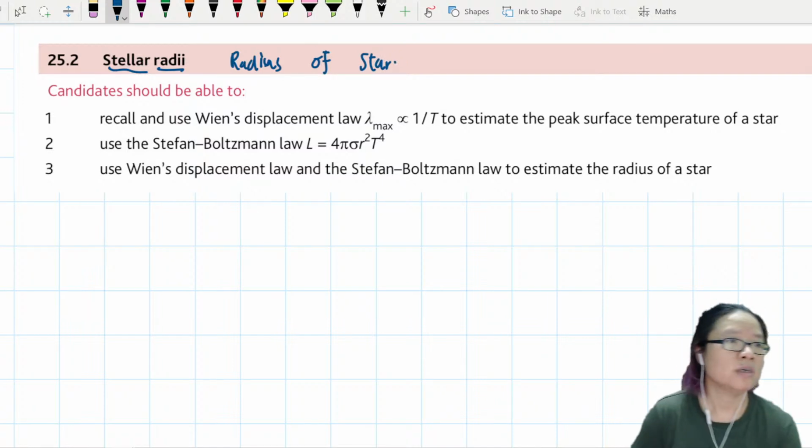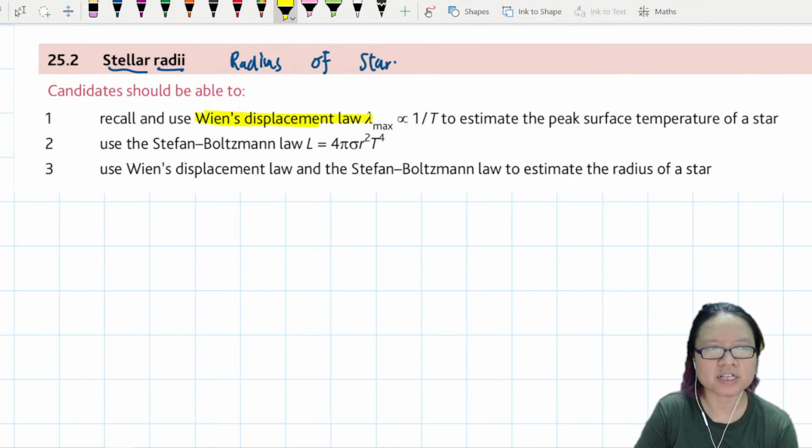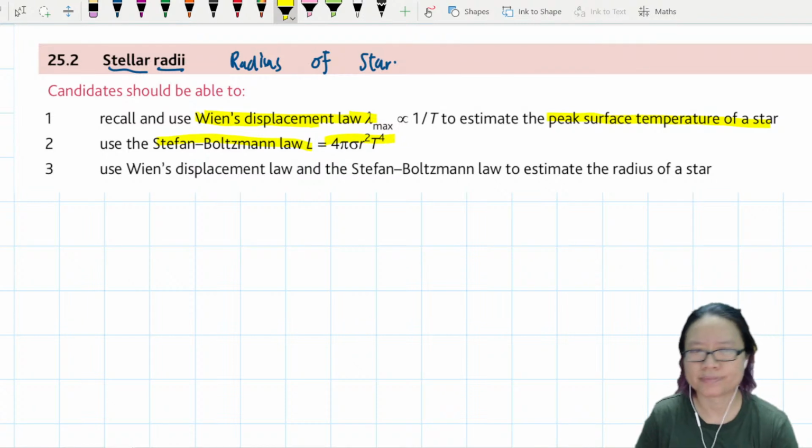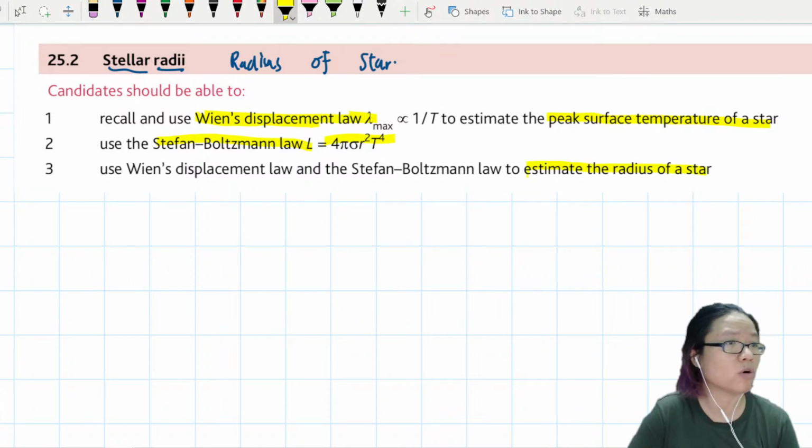star. So to do that, we are going to use Wien's displacement law to estimate the surface temperature. We're going to use two laws, basically. And then we're going to use this to estimate the radius of the star. So let's talk about the laws first.